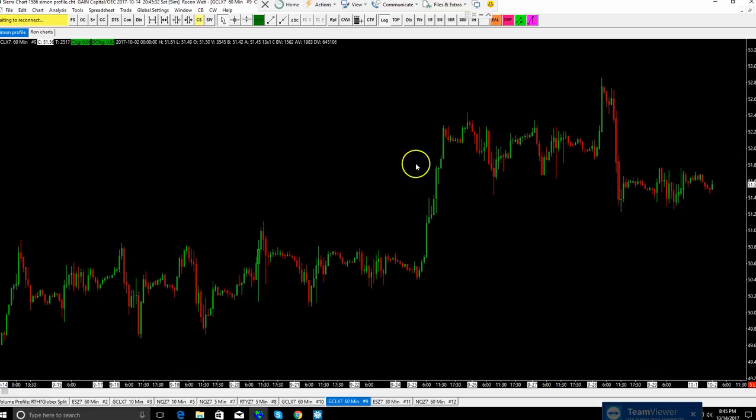So the first thing that I want to point out, and it's very, very critical, is that you be able to identify whether we're in a balanced market or a trending market, what type of market we have, and whether we're moving out of balance or into balance. And so this present chart has a great example of that.